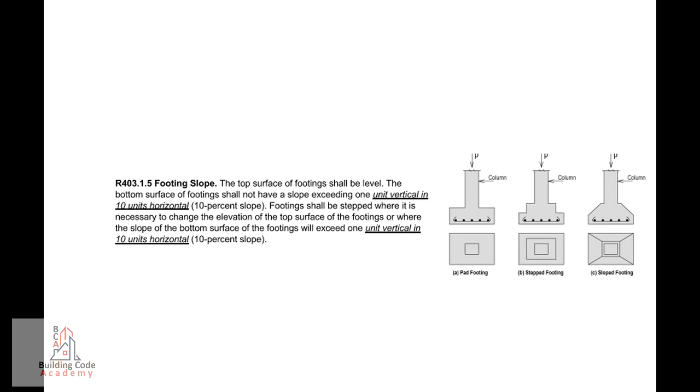R403.1.5 Footing slope. The top surface of footings shall be level. The bottom surface of footings shall not have a slope exceeding 1 unit vertical in 10 units horizontal, 10% slope. Footings shall be stepped where it is necessary to change the elevation of the top surface of the footings, or where the slope of the bottom surface of the footings will exceed 1 unit vertical in 10 units horizontal, 10% slope.